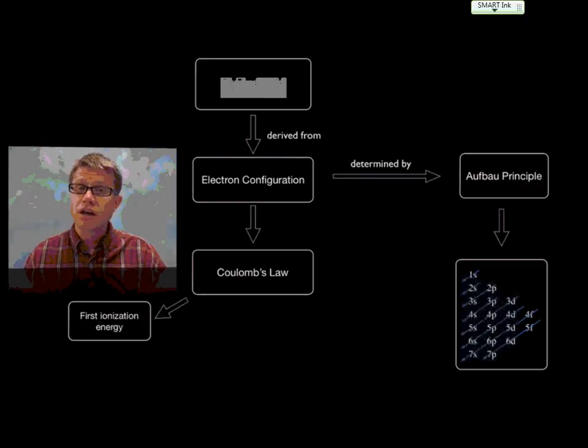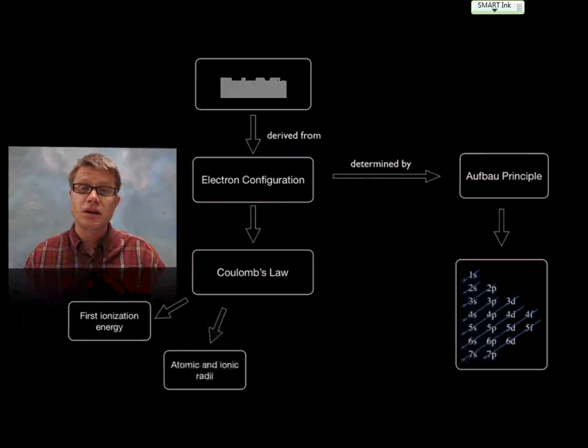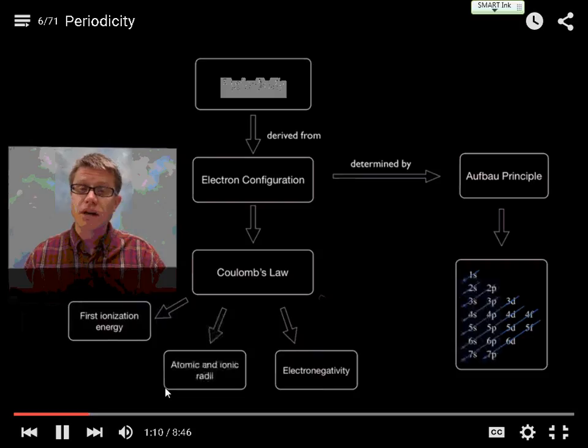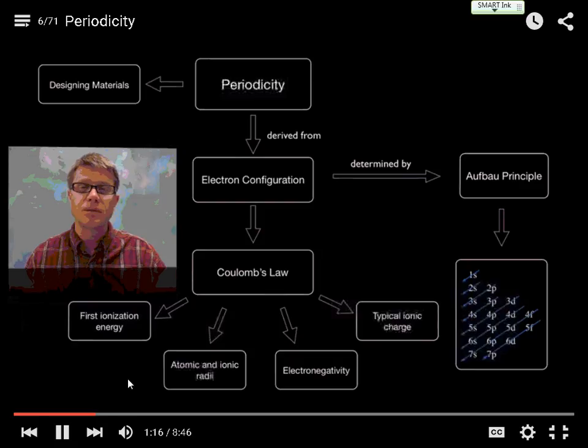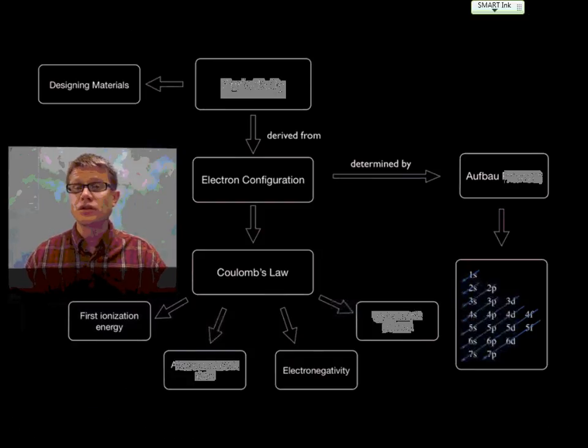It explains changes in the ionization energy, changes in the atomic and ionic radii, how big the atom or ion is, electronegativity, and finally the ion charge. And so if you really understand Coulomb's law, you can kind of work your way through this on the periodic table. Why is this important? We can use the periodic table to make predictions, especially about things that we haven't even designed yet.